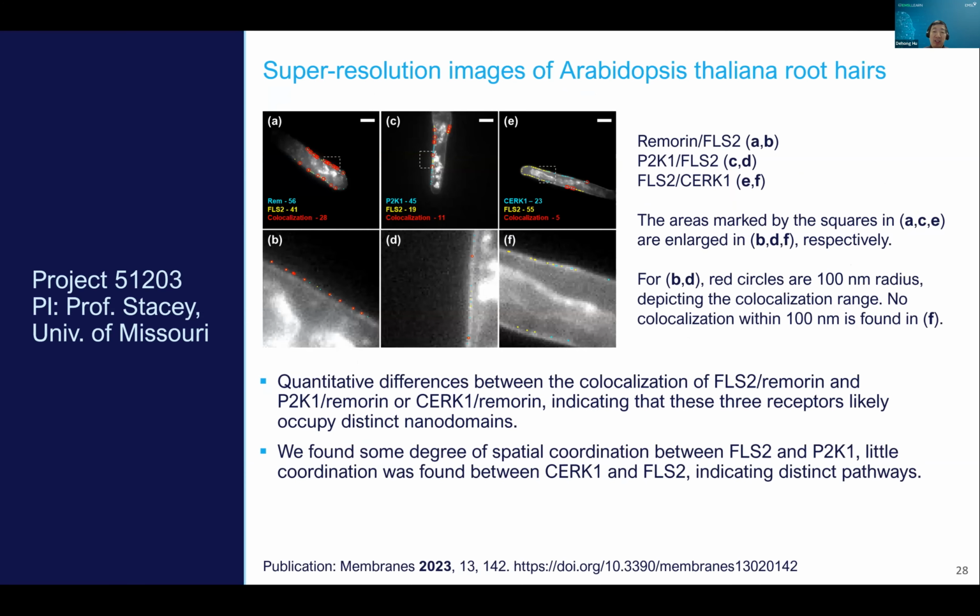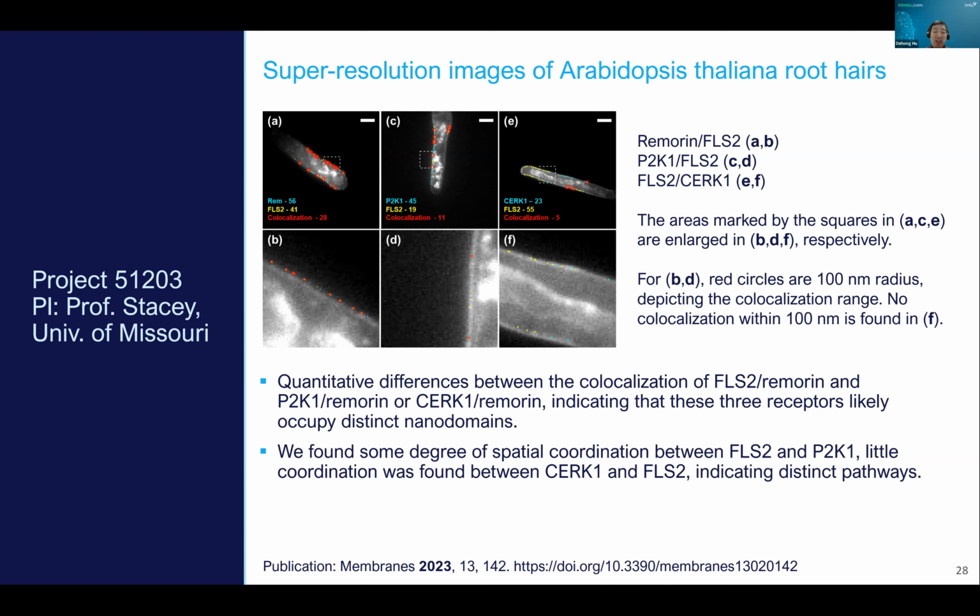We label those plant receptors with antibodies. For example, FLS2 is a flagellin receptor, P2K1 is an ATP receptor, and SERK1 is a chitin receptor. All those different functions, we can track at the single molecule level. Then we can do data analysis and analyze the distances.